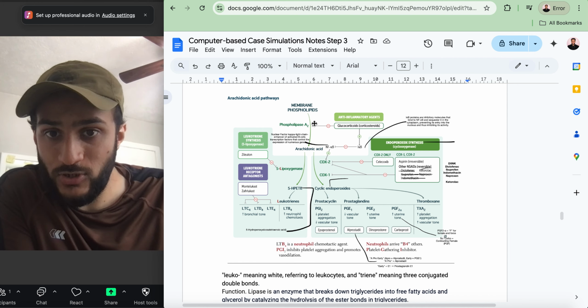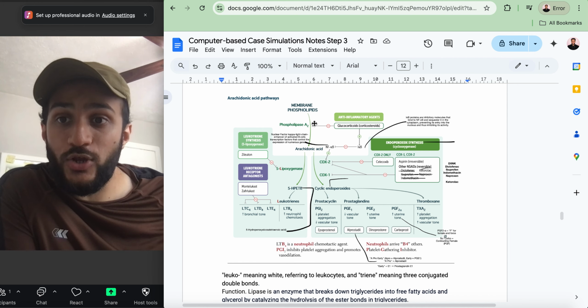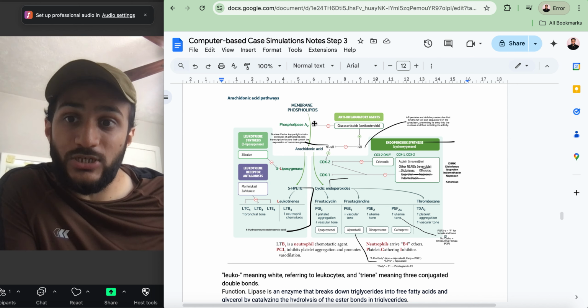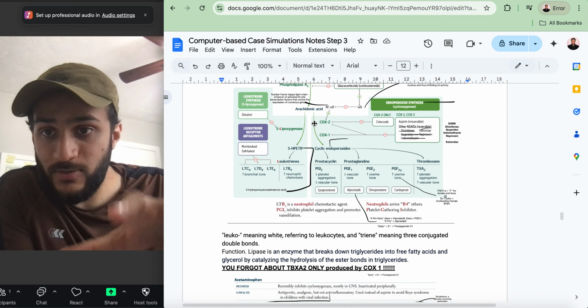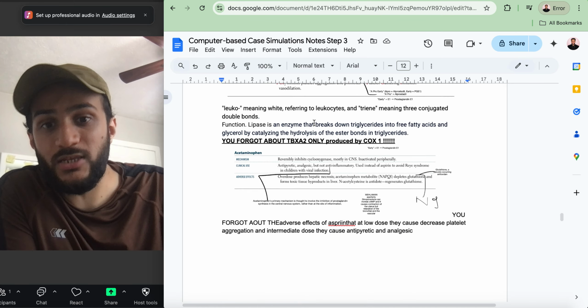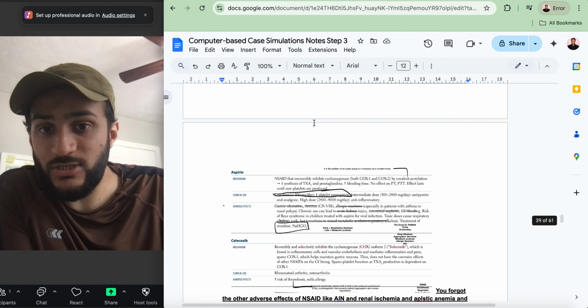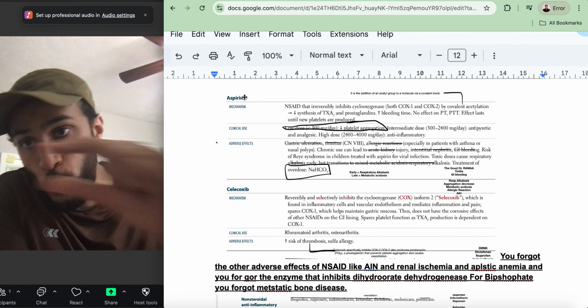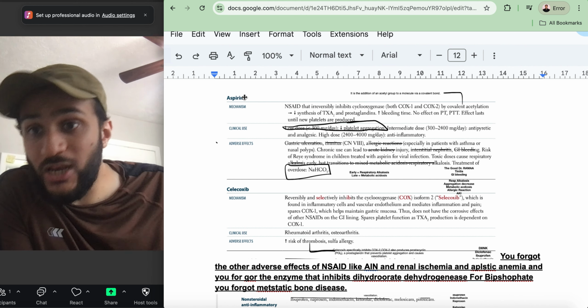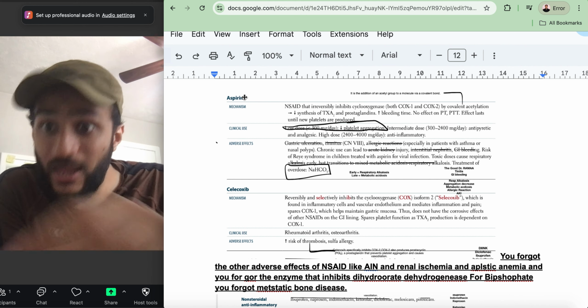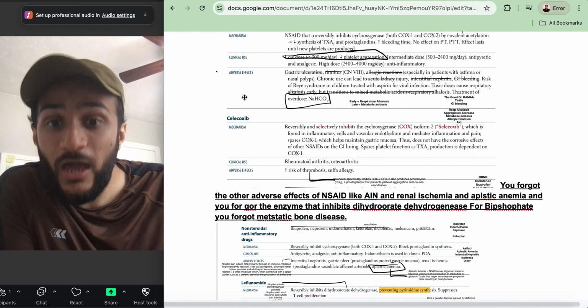Zileuton inhibits 5-lipoxygenase. Leukotriene antagonists are going to help you to decrease bronchial tone and decrease the amount of neutrophils. We have these 4 types of prostaglandin and 1 thromboxane. Acetaminophen can cause toxicity. Aspirin, very important, guys. At low dose, you want to mention antiplatelet, which is essentially its function. At medium dose, it's going to be analgesic and antipyretic. At high dose, it is anti-inflammatory.